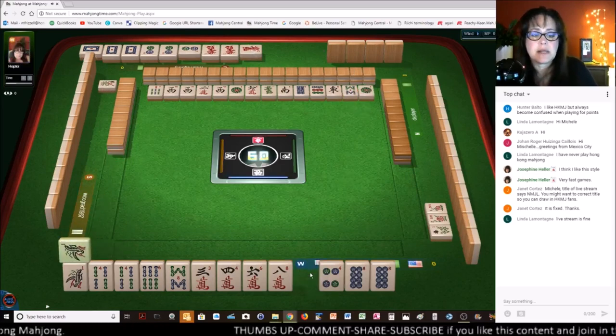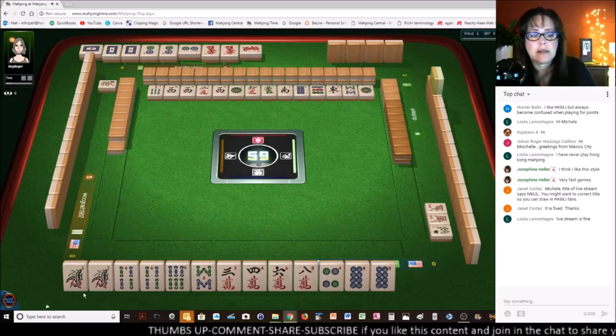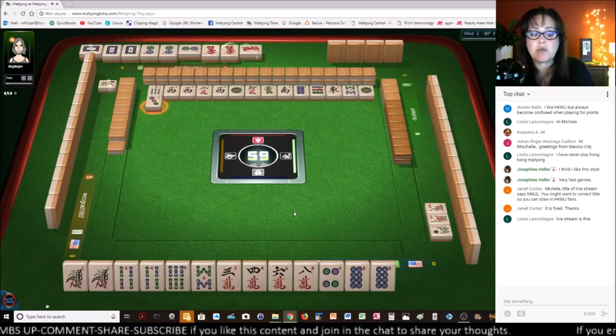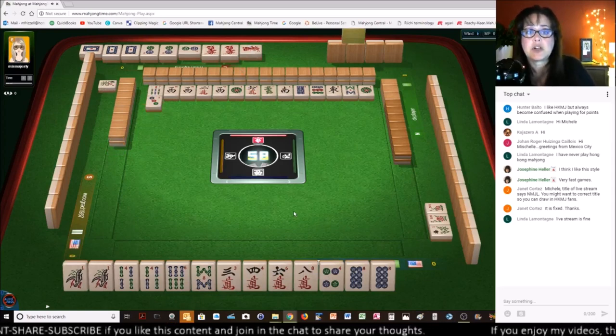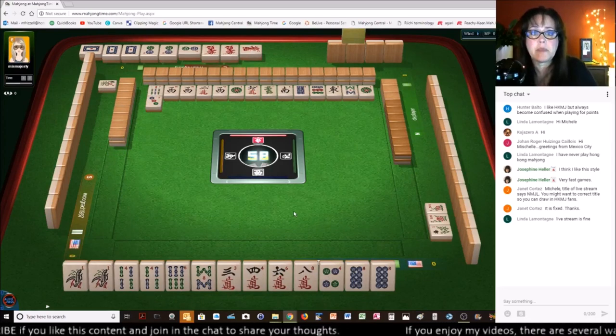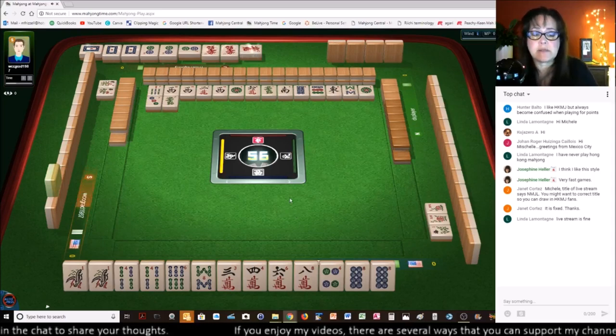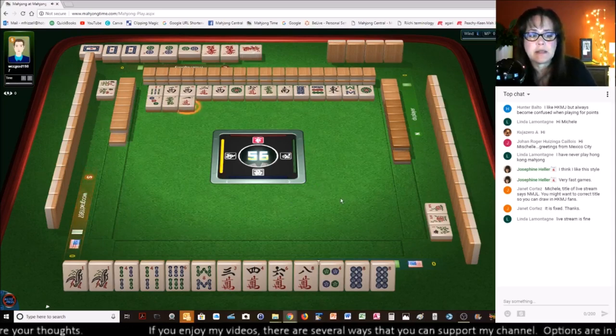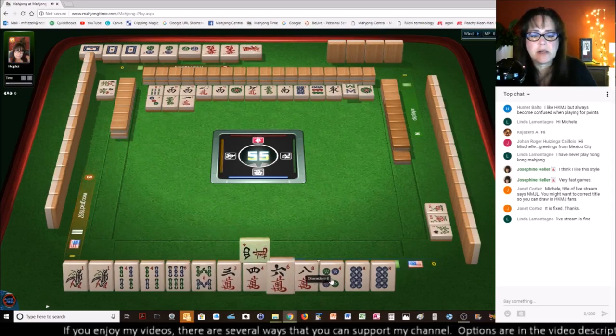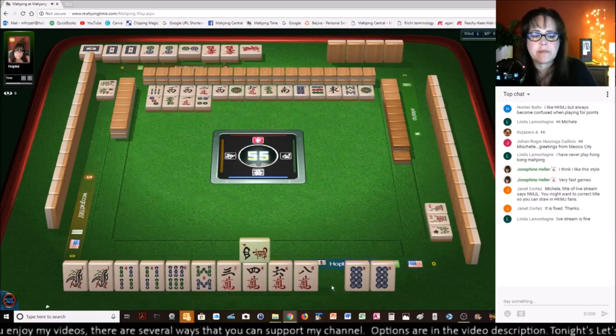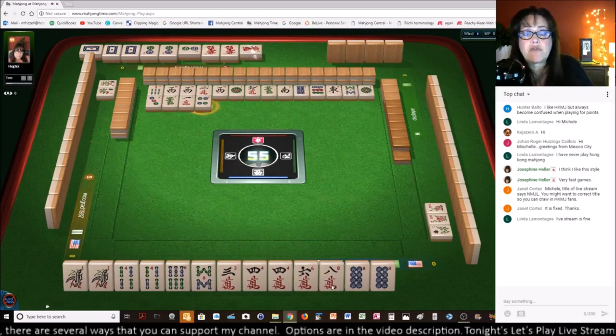8 bamboos. I'm going to get rid of the dot. 1 dot. And now we have 1, 2, 3 pair at the moment. Dots. If we get one more pair, we can switch to all pung. Green dragon. Which sometimes is easier than chows. One character. There's a pair. Let's get rid of the dot. 4 dots. Okay, so now we have 4 pair.